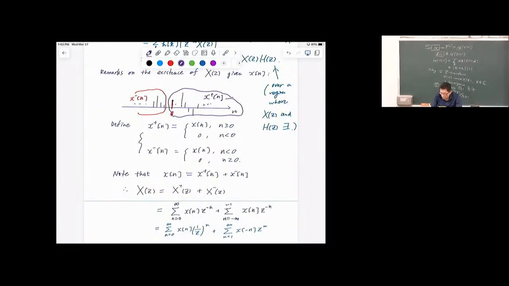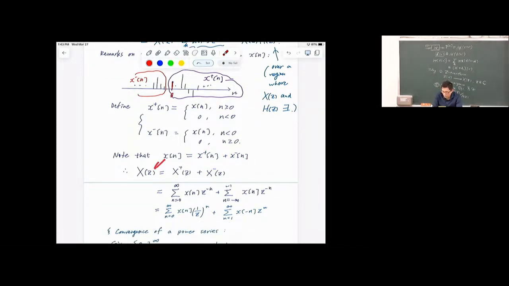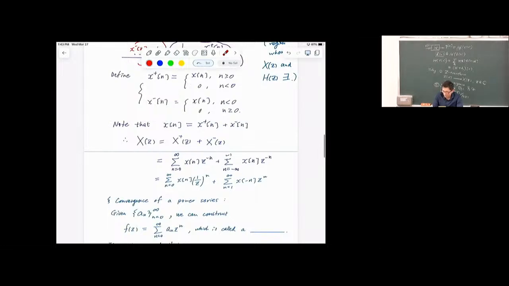And of course, we have x of n equals the plus part plus the minus part. That's all the samples. And when we take the z transform, x plus corresponds to a z transform, and x minus corresponds to its z transform. Okay? Z transform is a linear transformation. And then we can continue to attempt to write it down.